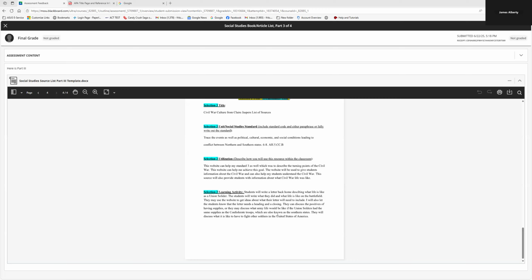And this letter is going to be about what army life is like. They could talk, for example, about what if the Union soldiers had the same supplies as the Confederate troops, who were in the South. What would be different if the North didn't have that supply advantage, and would they still win the war? And also, what's it like to fight other soldiers? In some states, there were families divided by the Civil War. It was a dark moment in American history.